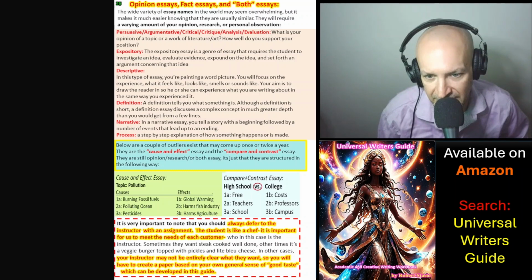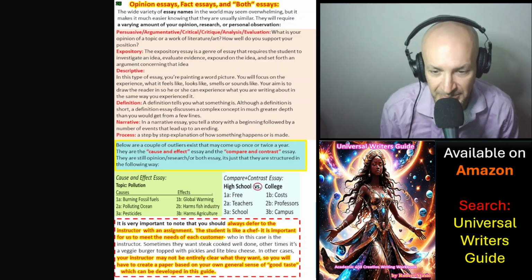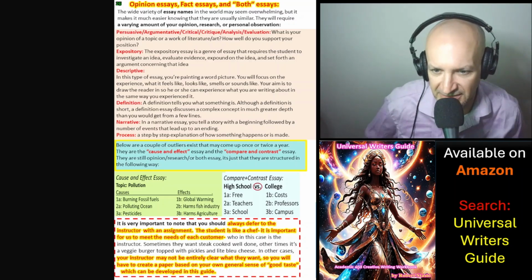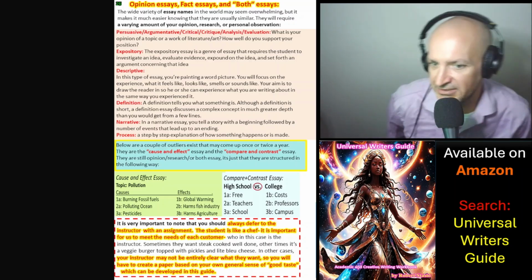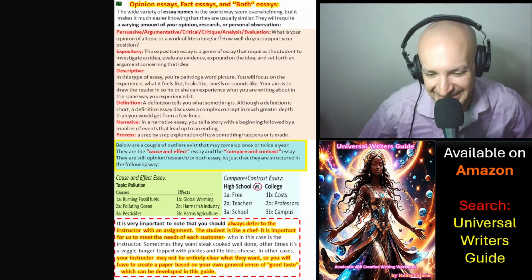Okay, effects for 2 would be polluting the ocean, 3 would be pesticides. So cause and effect, a total of 6 boxes. You'd be able to take care of that easily. Compare and contrast. Comparing high school versus college. That's a similar format, although it wouldn't be cause and effect. You would talk about compare. And by the way, I think compare and contrast mean the same thing, which is confusing, as many things in the English subject area are labeled confusing.